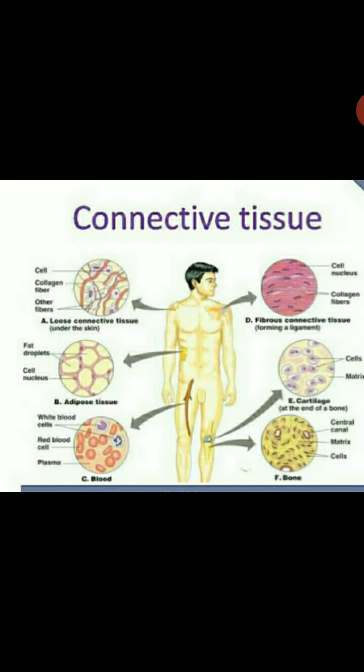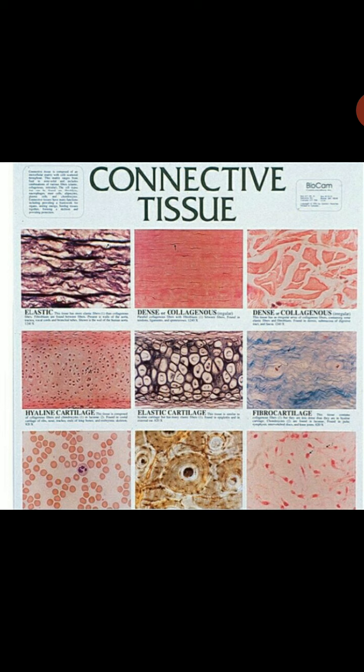Today we continue the topic animal tissue. Today we study about connective tissues. The cells of connective tissues are loosely spaced and embedded in an intercellular matrix. The matrix may be jelly-like, fluid, dense or rigid. The nature of the matrix differs in accordance with the function of the particular connective tissue.